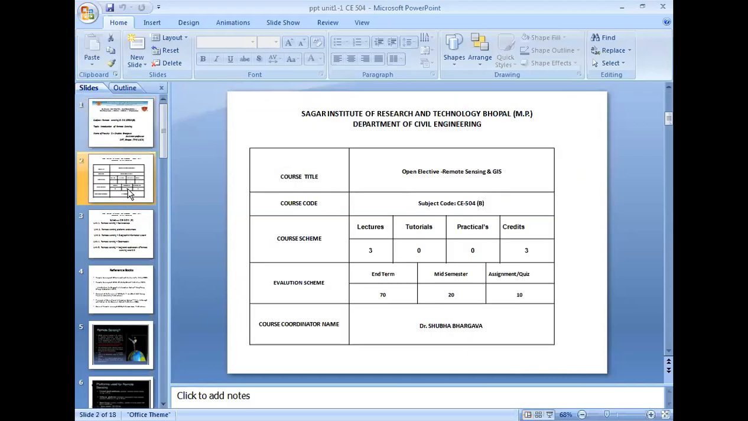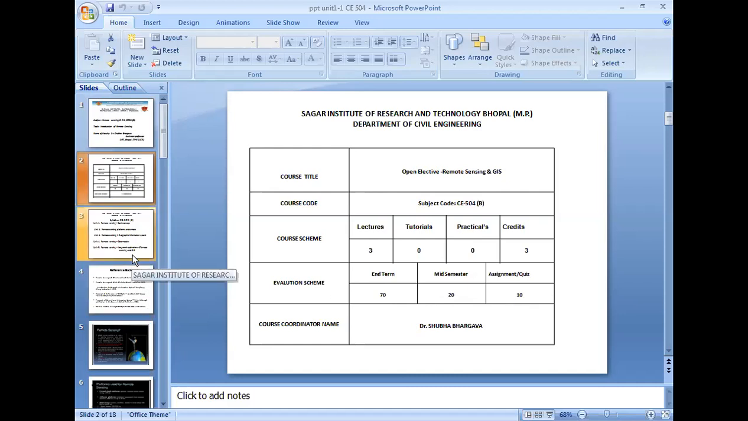Firstly, we have to discuss the scheme. In this, there are only 3 lectures, and in this section there is no practical. The evaluation of the scheme is on the basis of end term, mid semester, quiz and assignment, in which 70 marks are for the end term exam, 20 marks for mid semester, and 10 for quiz and assignment. So this is a 100 marks subject in total.